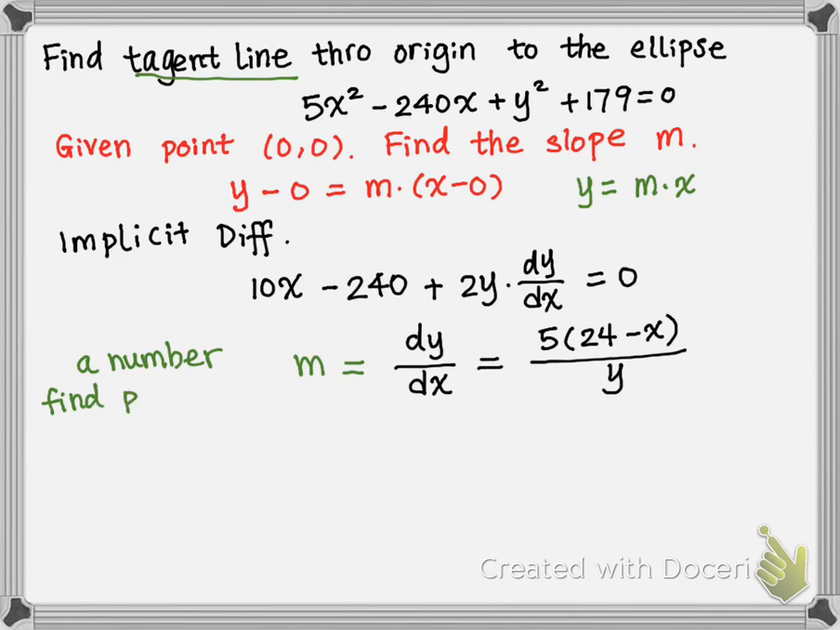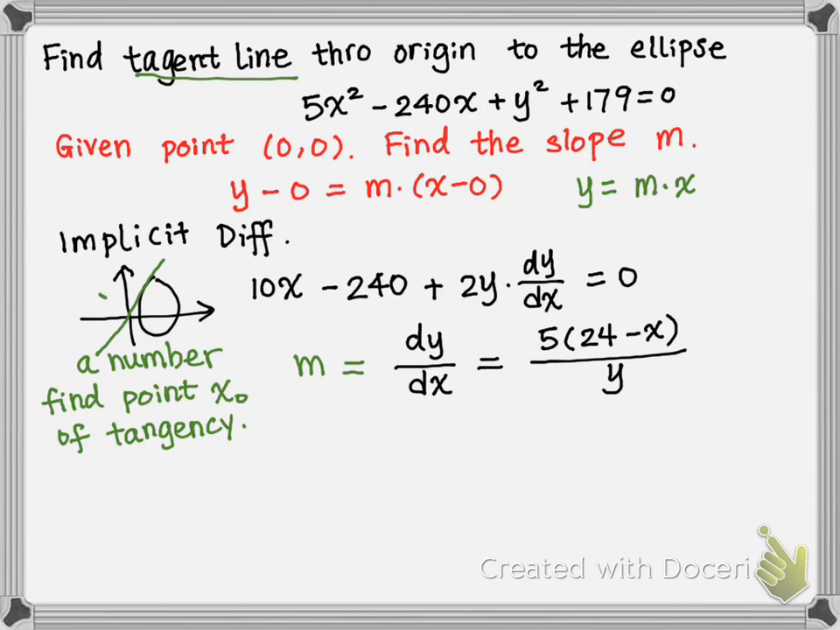So we do need to find the point x0 of tangency. What it means is that if you draw the picture of the ellipse, it has to pass through the origin. Okay, so this is a tangent line, and this is another one. We need to find this point and that point. Now, how do we find those points?